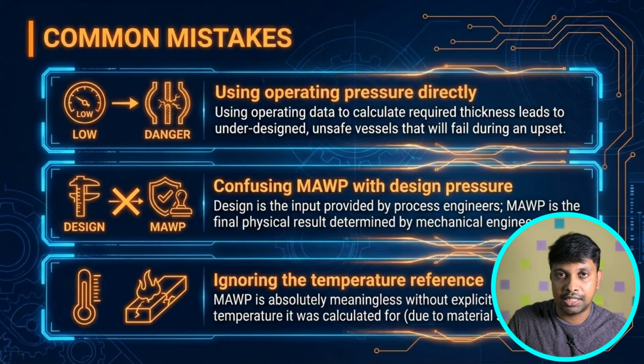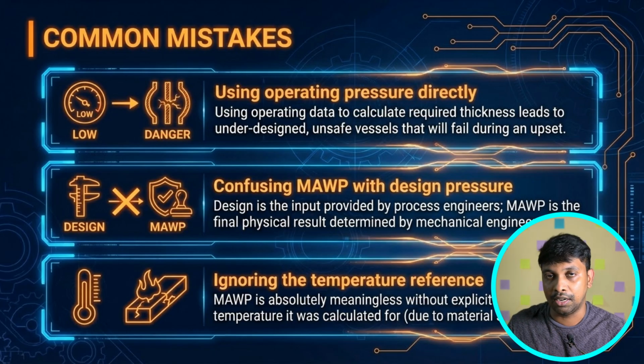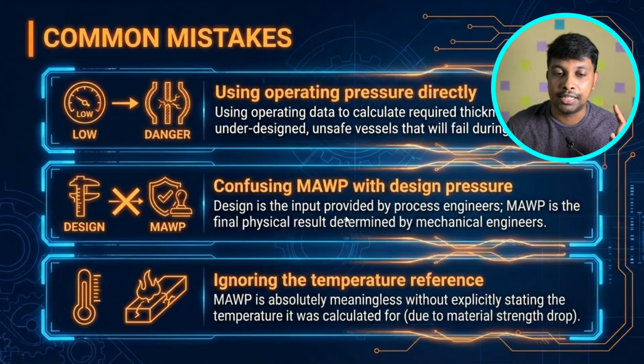Now we will discuss the common mistakes we make with design pressure. The first mistake is that we directly use the operating pressure to design the pressure vessel. No, we have to check the design pressure first. Using operating pressure for calculating the thickness or anything is completely wrong. We don't have to use that. We have to calculate thickness and everything using the design pressure. That is the first mistake.